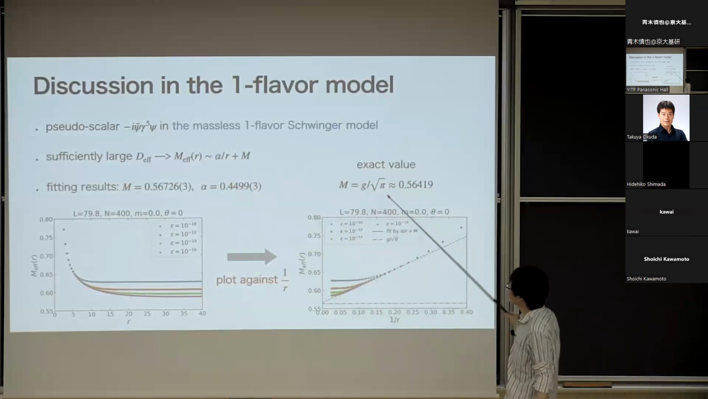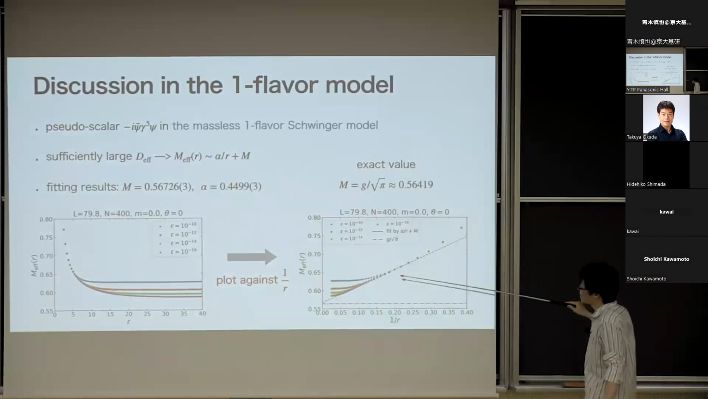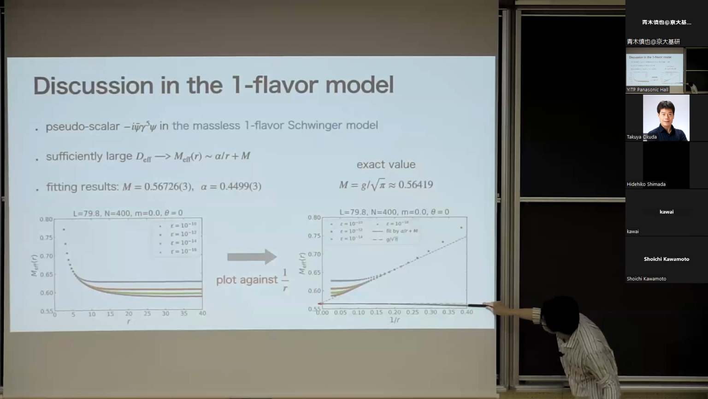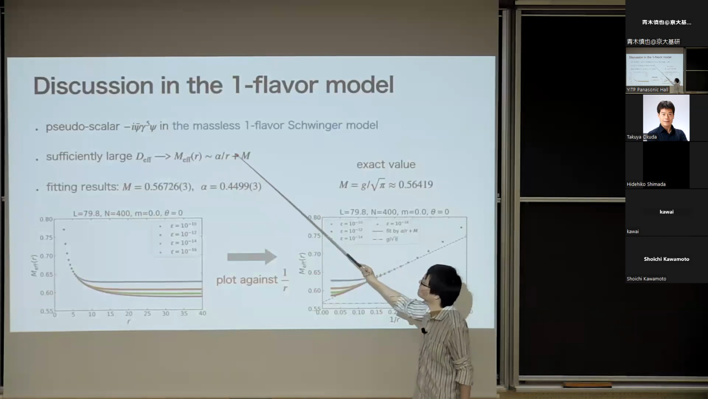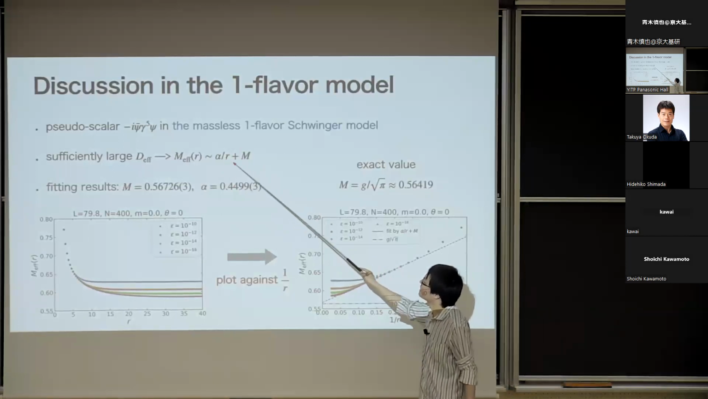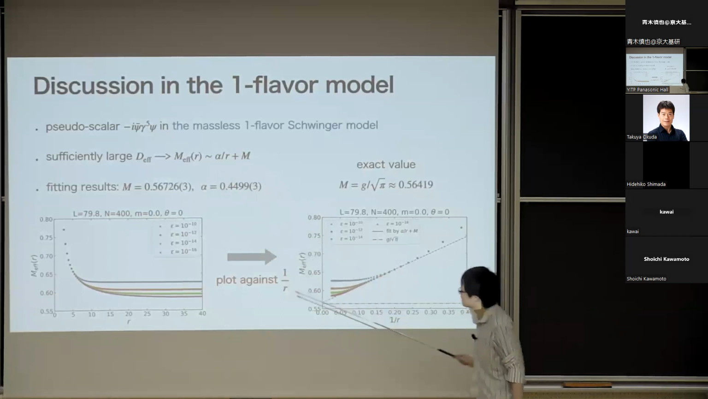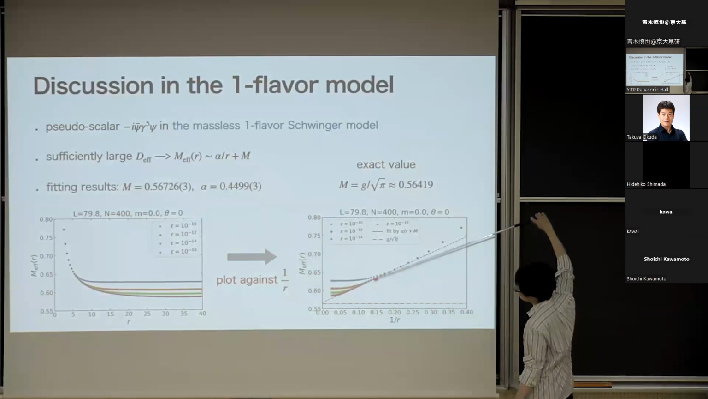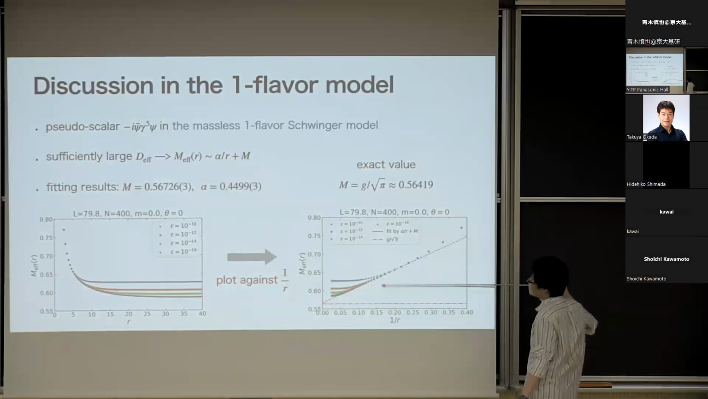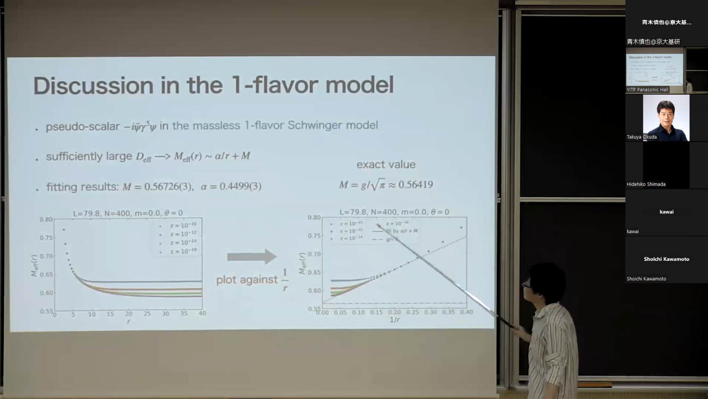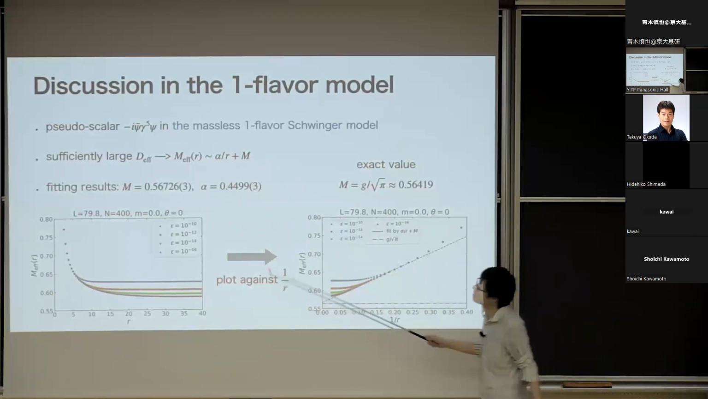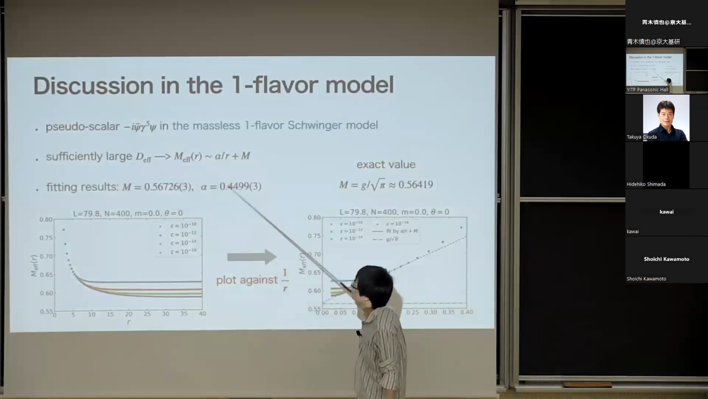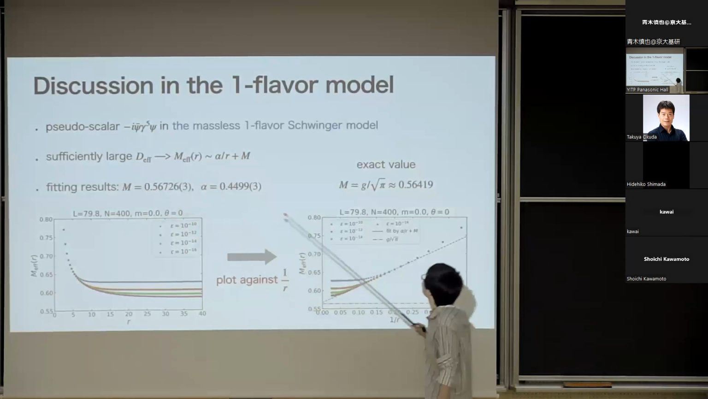This exact value of mass is represented by this horizontal line here. From this scenario, the mass is given by the R to infinity extrapolation of this, I mean the extrapolation to the y-axis here. If we fit the data for the most precise case by this linear function, we can estimate the mass by fitting. And actually, this value is close.